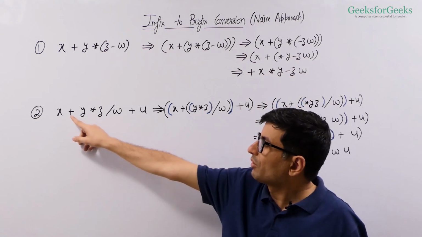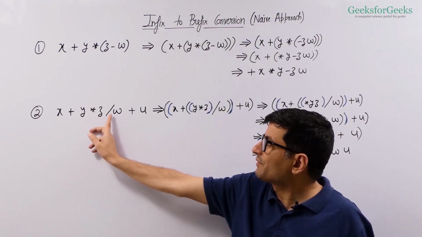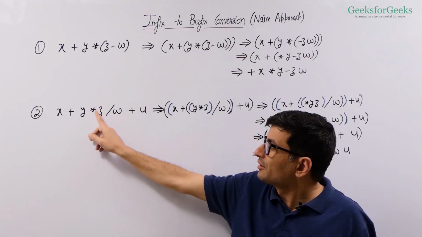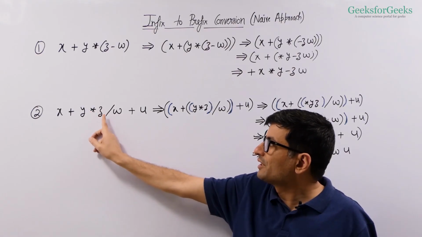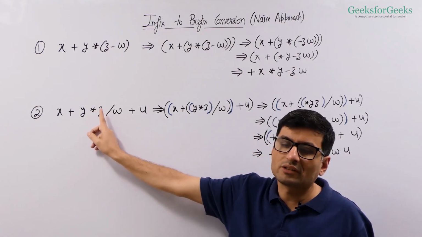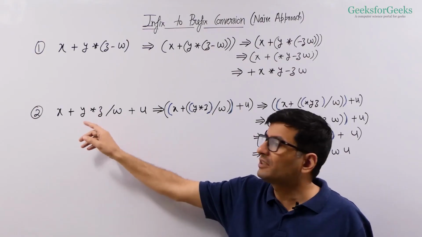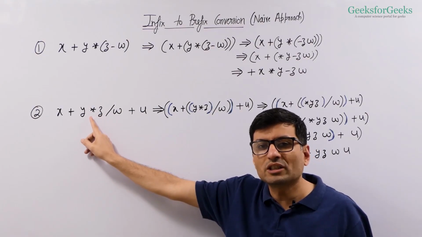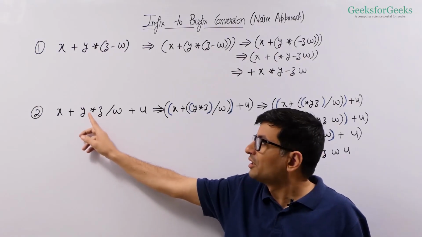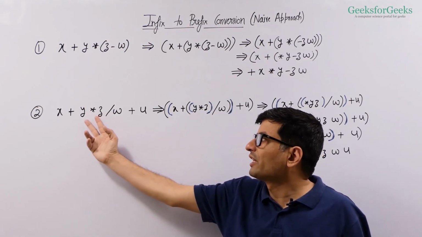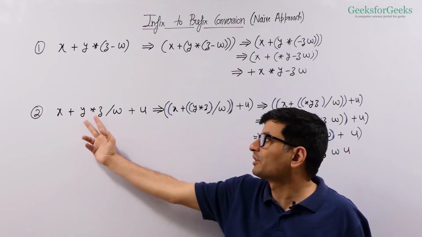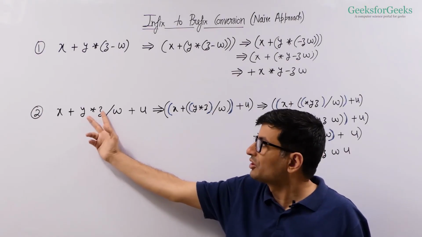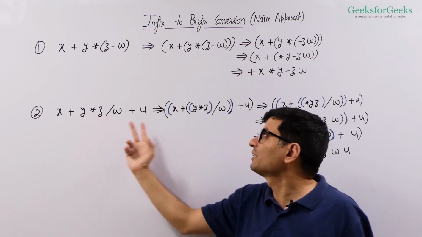So we have operators as plus, multiplication, division, plus. We'll follow the precedence rules. So we have multiplication and division, two operators of the same and highest precedence here. Among these two, we need to decide by using the associativity rules. So as per the associativity rules, y into z should happen first, because associativity of multiplication and division is left to right.